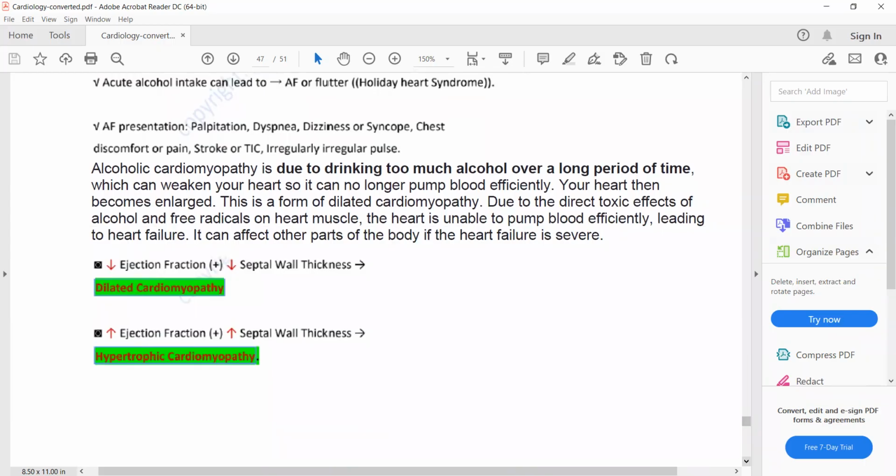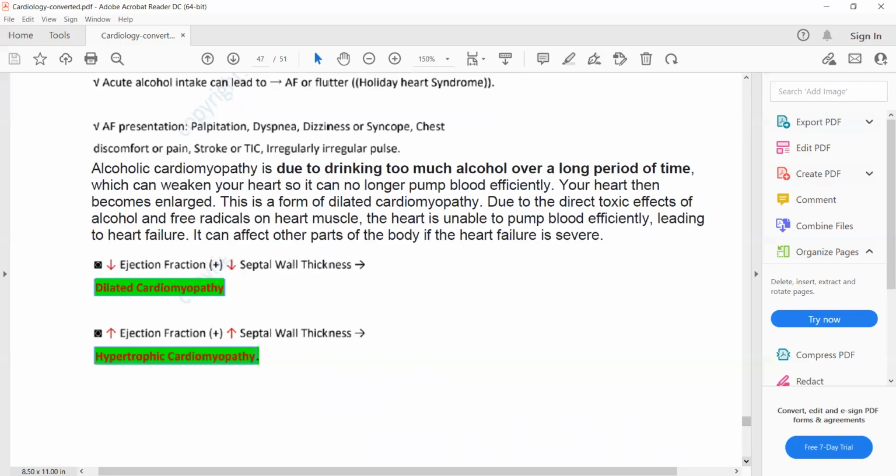Now some points about dilated cardiomyopathy and hypertrophic cardiomyopathy. Remember that dilated cardiomyopathy can be genetic, or it can be caused by alcohol, or it can occur in pregnancy as well. And hypertrophic cardiomyopathy is also a genetic condition.